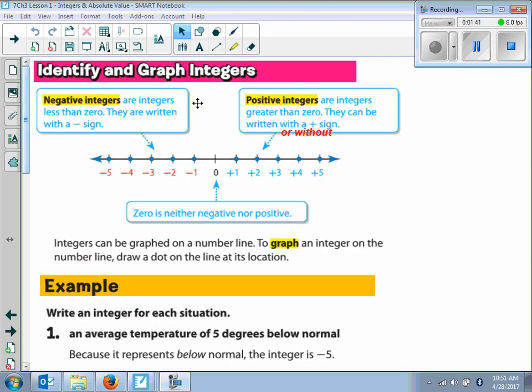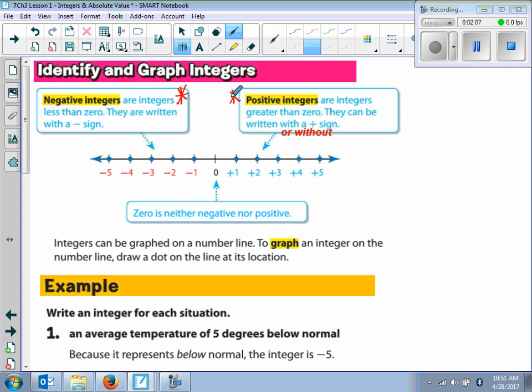So, the first thing we're going to do here is we're going to identify and graph integers. Please make sure you write down these definitions and this little point right down here. Negative integers are integers that are less than 0, and they are written with a negative sign. And positive integers are integers that are greater than 0, and they can be written with a plus sign. They could also be written without a sign at all.